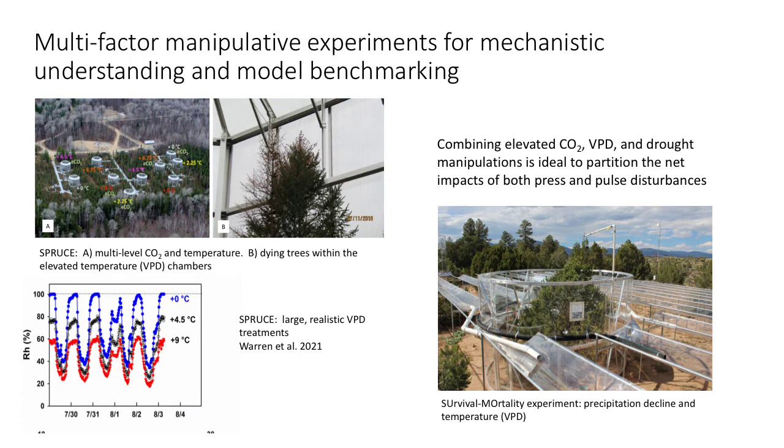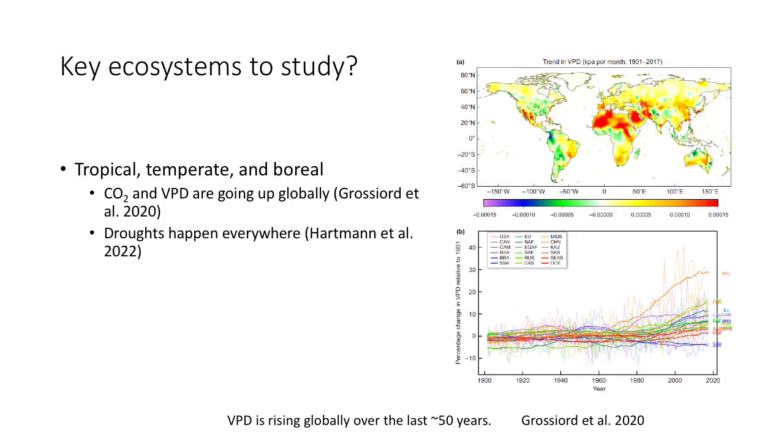Now, doing a drought study in a bog may not be the most logical place, like at spruce. However, replicating the spruce design with and without drought treatments in other ecosystems in the temperate, the boreal, and the tropical zone could be very wise because we know that droughts will occur in most of these systems at some time in the future as CO2 and VPD are rising.